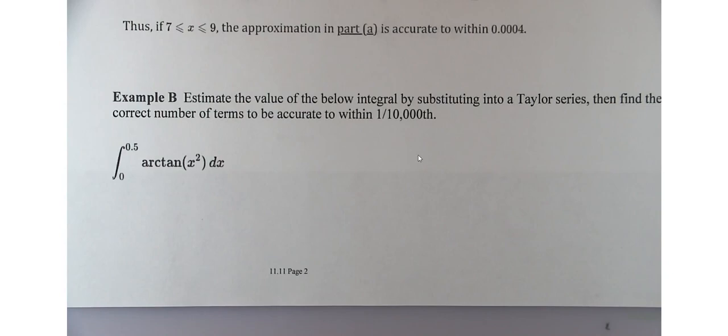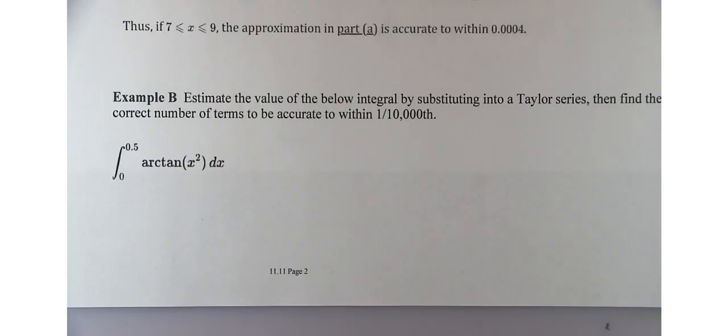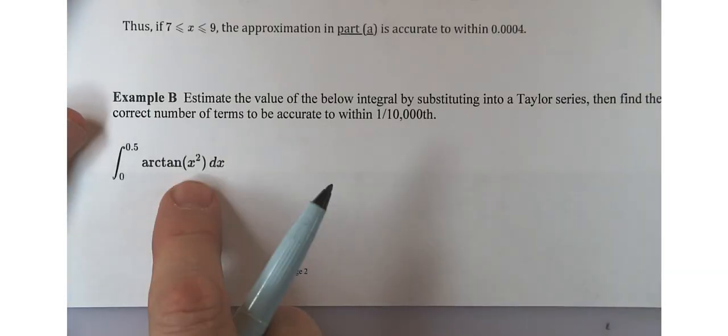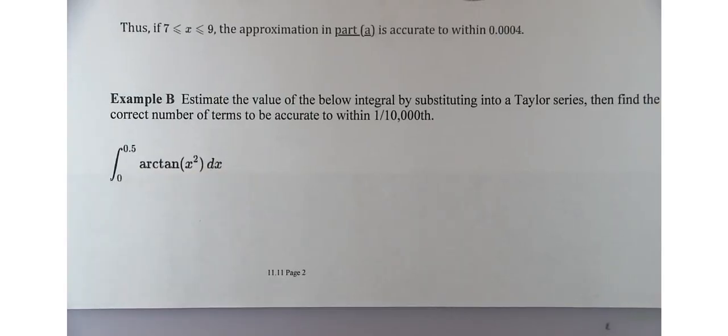We're going to estimate the integral of arctan of x squared from 0 to 1/2. So first things first, we need to figure out the series for the arctan of x squared, because there's just no antiderivative for this function. We can't find the antiderivative and just do it that way. So let's go back to our work from section 11.10. We had a series there.